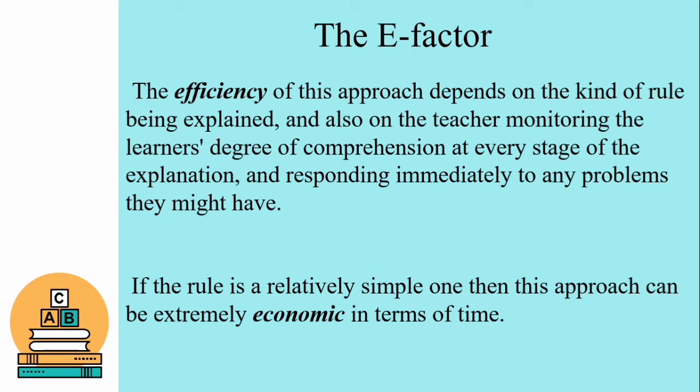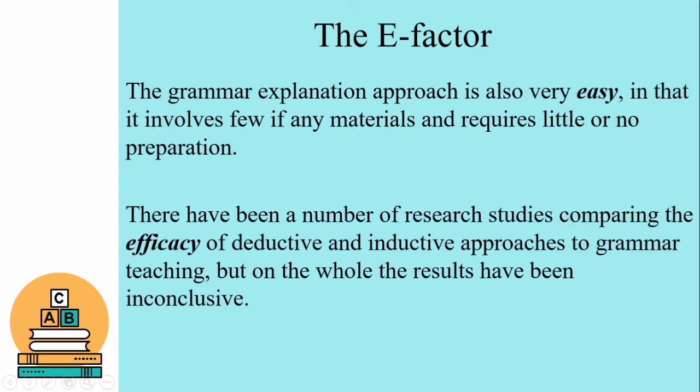If the rule is a relatively simple one, then this approach can be extremely economic in terms of time. A simple rule might be one that involves a simple manipulation of elements, such as the active to passive operation, or one where there is a straightforward relation with few or no exceptions between a form and its use, such as the case of the third person s on the present simple verb, such as he works. So next is the ease.